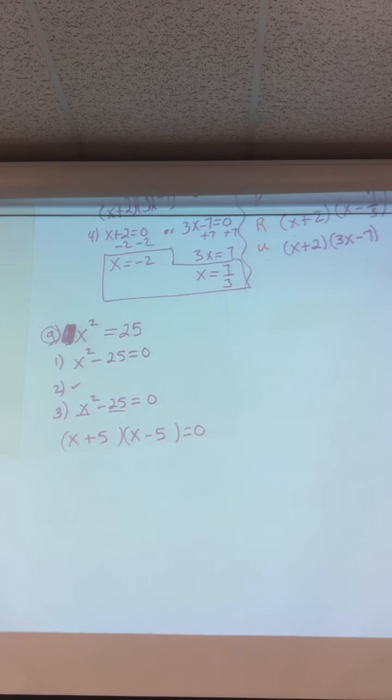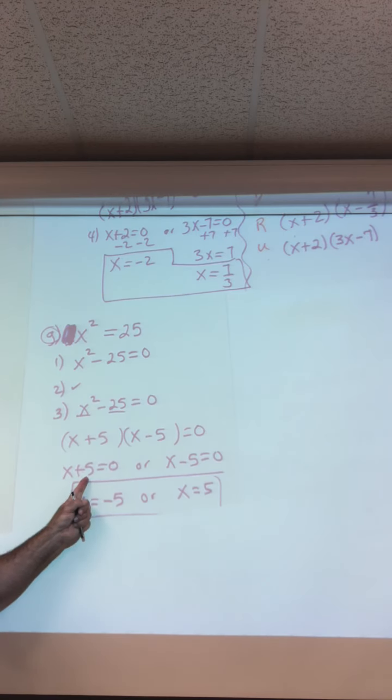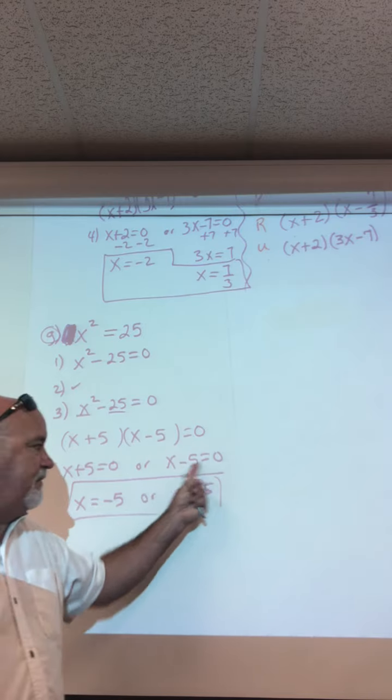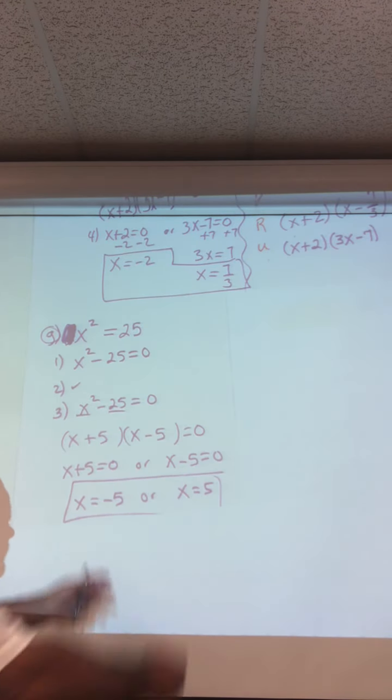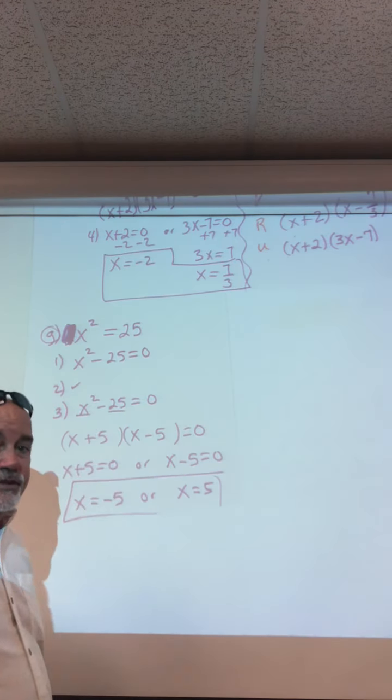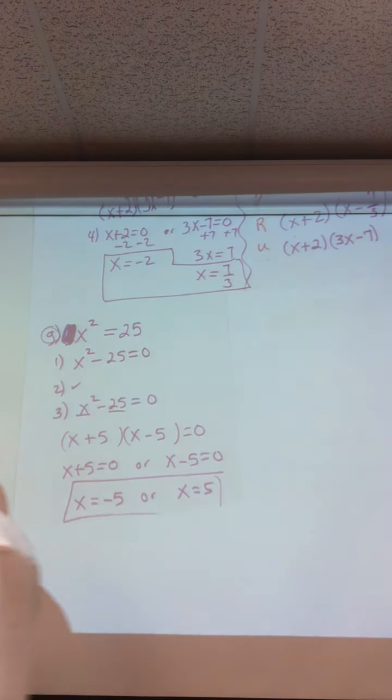Not finished now. Step 4. Set each one separately equal to 0. And then solve. And remember, what I'm doing here is I'm subtracting 5 from both sides. I'm getting the x by itself. Adding 5 to both sides. And if you check both of these answers up here, you will see that it makes that equation true. Okay? Let's go to our next example.